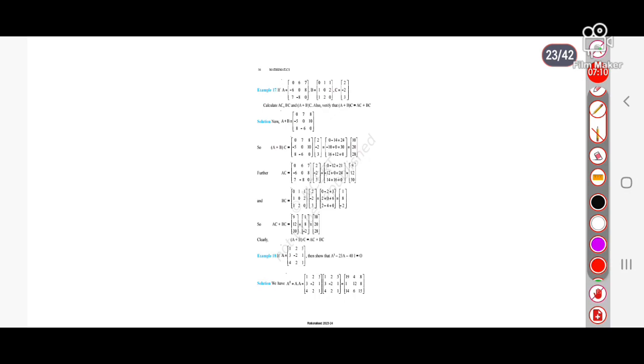Then they are calculating the value of A plus B into C. Multiplication again, a 3 cross 3 matrix into a 3 cross 1 matrix. So they are getting the answer as a 3 cross 1 matrix, that is 10, 20 and 28. So we need to keep that at one side.